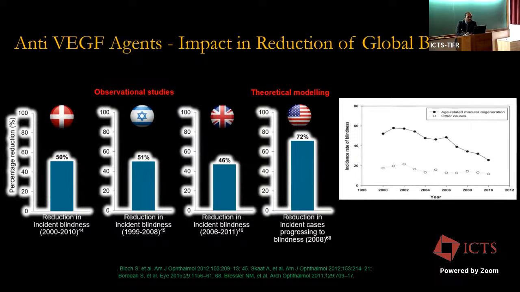If you see these European studies, the first 3 graphs on the left, almost 50% reduction in the incidence of blindness purely because of these anti-VEGF agents. That's how significant they've been. And the theoretical modeling in the US showed that that number was as high as 72%. And where was the maximum impact seen? With age-related macular degeneration. So you see that graph here, the greatest drop in incidence of blindness was in AMD-related blindness. And this is the effect on the other non-AMD causes. So that's how important anti-VEGF agents have been in the management of AMD and global blindness.